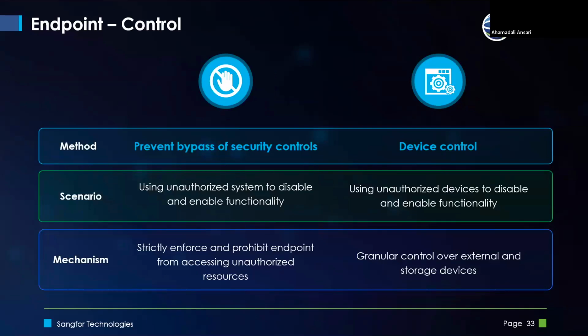From the endpoint control perspective, we can prevent all kinds of bypass of the endpoint control as well as the device control. So unauthorized system access or disabling or enabling of functionalities can be done. We can restrict and prohibit the endpoint from unauthorized resources like printer access, or certain application access, file server access, network storage access, all of that can also be stopped. We can also get down to granular control of external storage and devices when it comes to the agent-based installation.